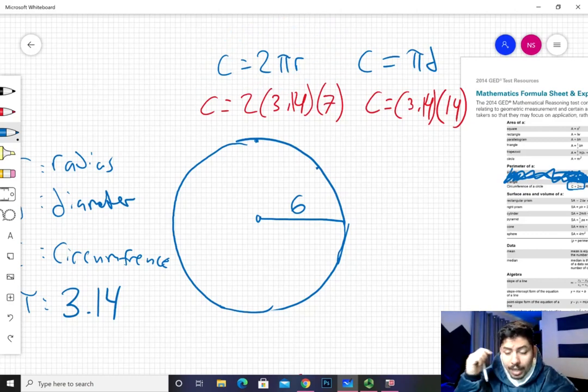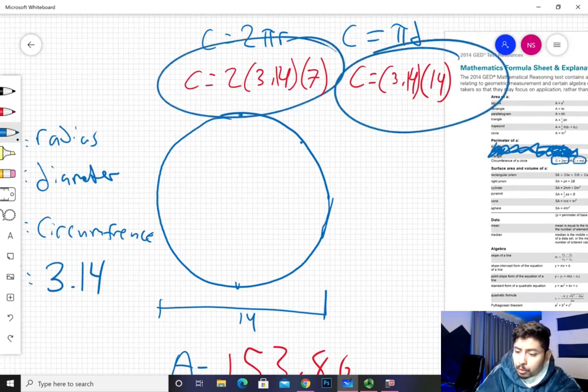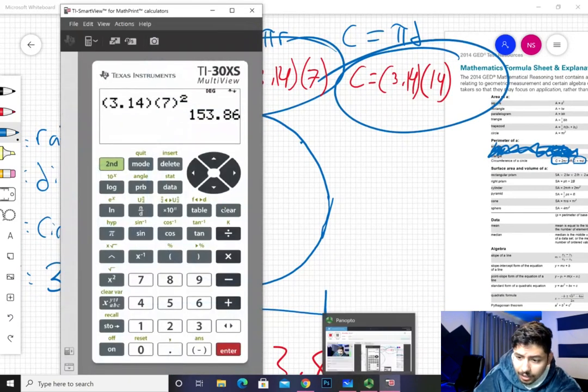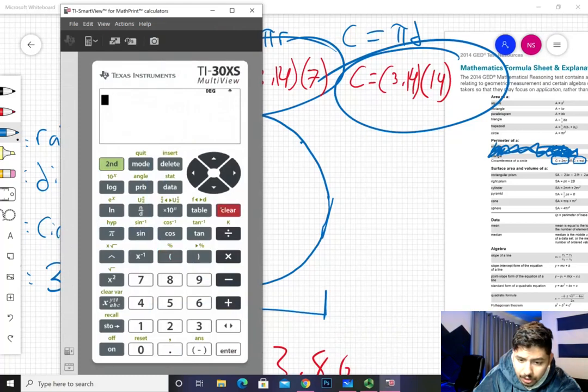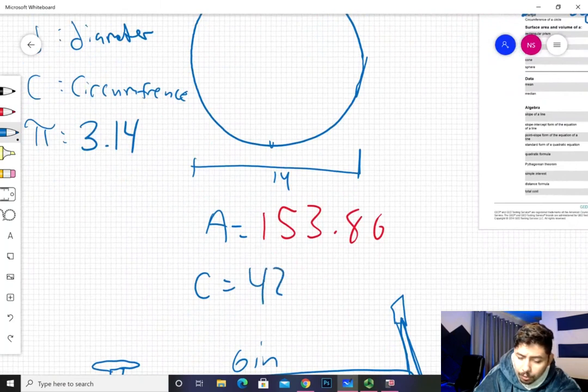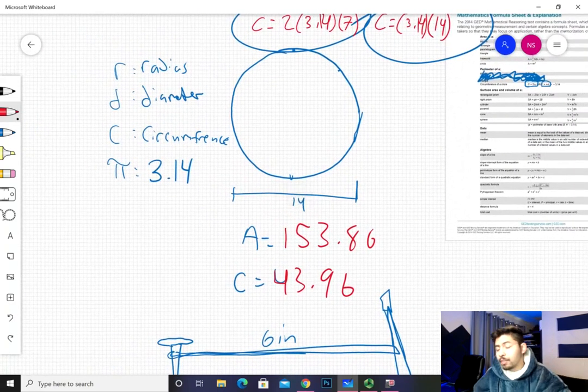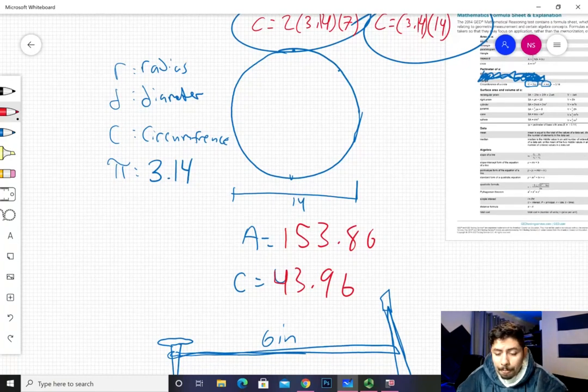So in the example before, the diameter was 14, right? So which one am I going to use? I'll probably use that one there to dump into the calculator. I'm going to do 3.14 parentheses and then 14, easy peasy. It's just a quick little multiplication. 43.96 is my circumference. I need 43.96 feet of railing to go around the perimeter of the pool.